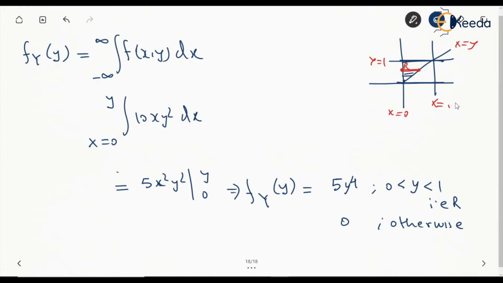Now we can go for conditional probability. Now that we know the marginal probability, it will be much easier. So let's see the third one, conditional probability.